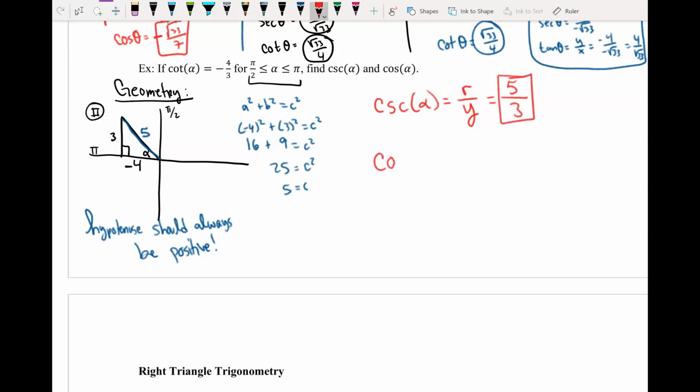And now let's look at cosine of alpha. That's going to be the x over the r. The x value in this case is -4, and r is going to be 5. Okay. And that's just it for these types of problems.